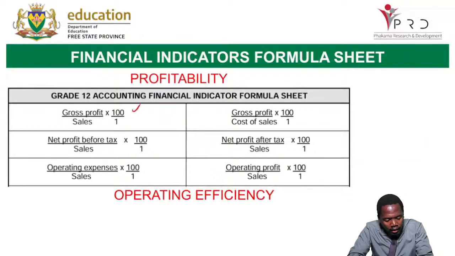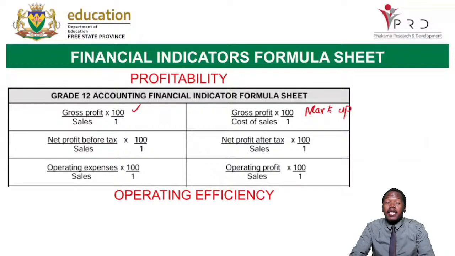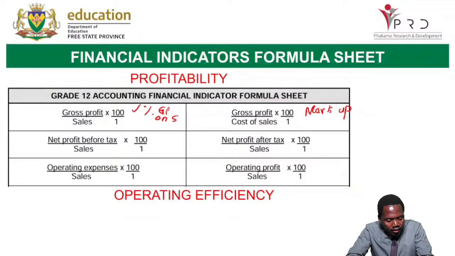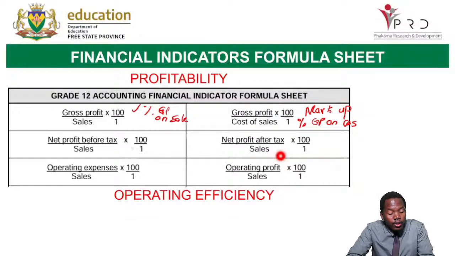Let me look at this one. This is what we call the markup achieved, or the percentage gross profit on sales. The first one is percentage gross profit on sales. The second one is the percentage gross profit on cost of sales. We have also the net profit before tax on sales percentage.